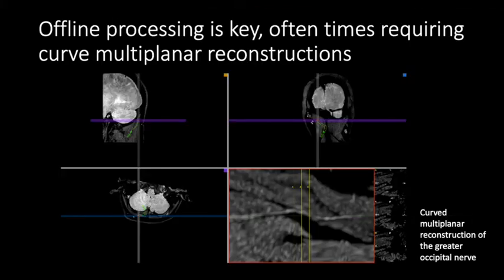As I mentioned, the multiplanar curved reconstructions are very important. This is an example of what I do literally every time I read a study for occipital neuralgia. You want to be able to trace out the entirety of the occipital nerve, and you want to be able to lay it out along its course using 3D reconstructions.